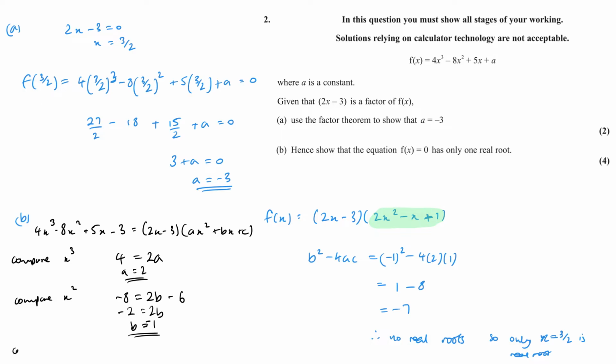And then finally compare constants. Easiest to do for the last one. On the left we've got minus 3, and on the right we've got minus 3 times c, minus 3c, therefore c is equal to 1. Okay, so therefore a is 2, b is minus 1 and c is 1, which is what we had from doing the long division. Okay, so once I got that, set this up and then follow the same final steps.